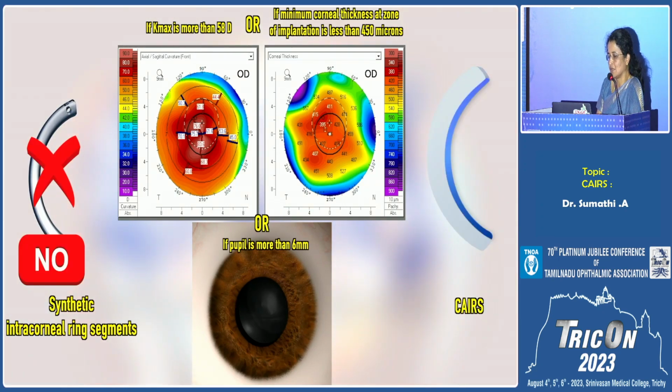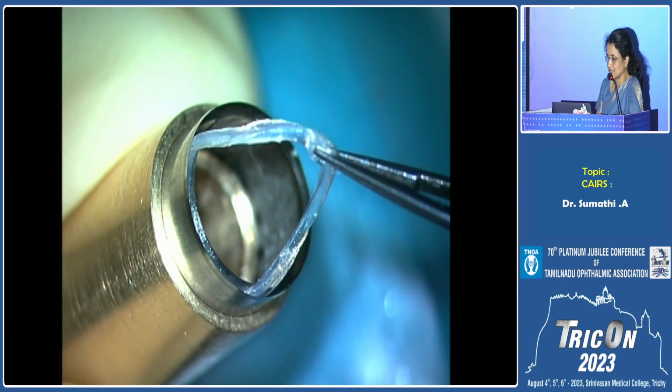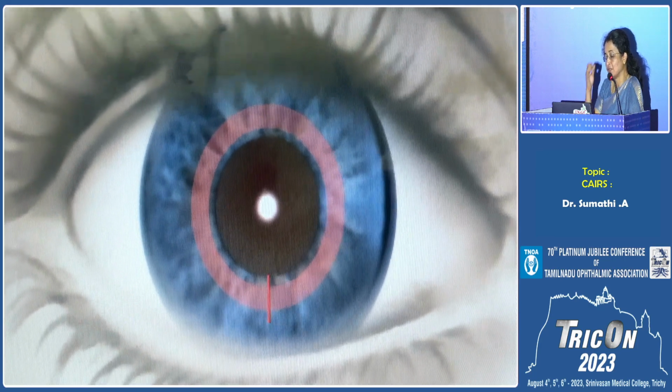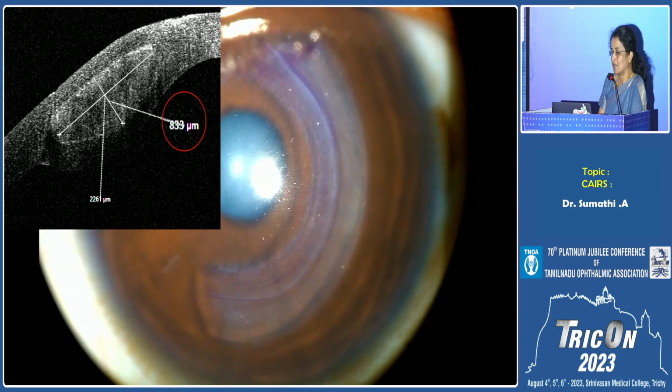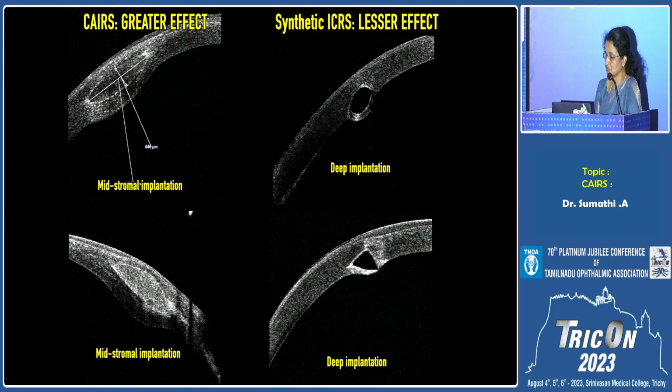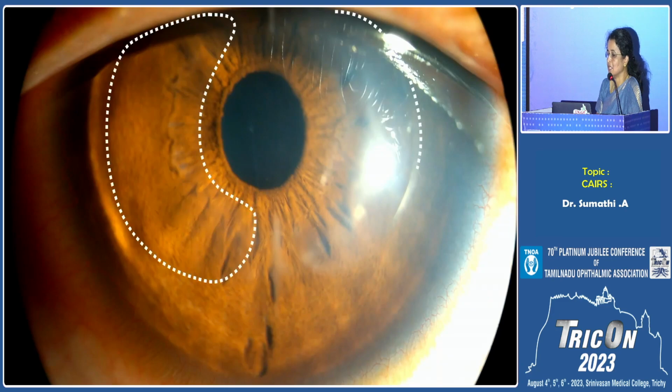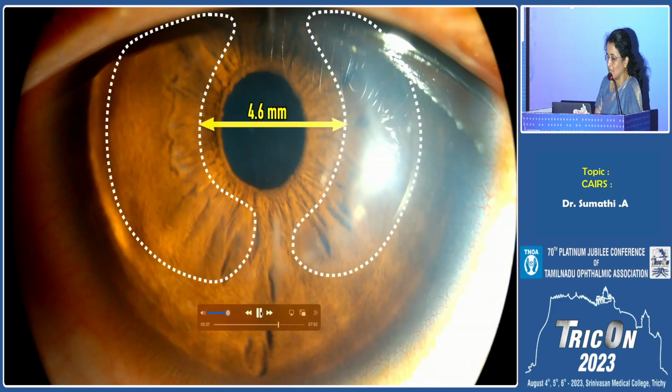In such cases, we have done the CAIRS procedure with better results. And being an allogenic material, this segment can be used in variable thickness, and even a superficial placement can be done, so that we're getting a better effect. But the same cannot be expected in cases of synthetic segments, where you can have chances of melt or extrusion of the segment.